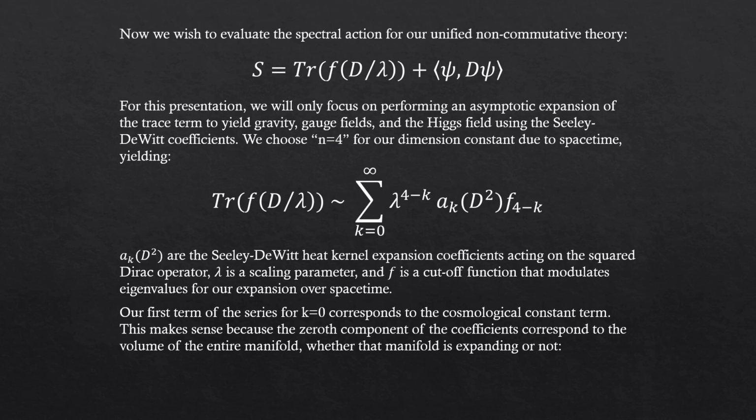Our first term of the series for k equals 0 corresponds to the cosmological constant term. But that makes sense because the zeroth component over something that gives you an integral over space-time is literally just the volume of the manifold itself. So whether that manifold is expanding or not is not the point, because you're just integrating over the volume of that manifold. If that volume is expanding, then you're integrating over that expanding manifold.